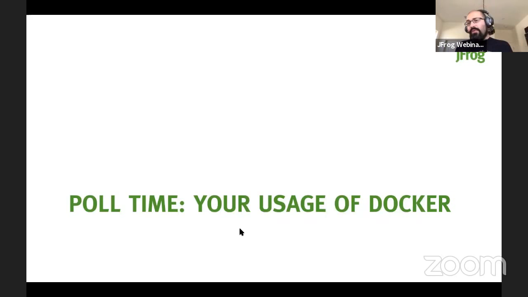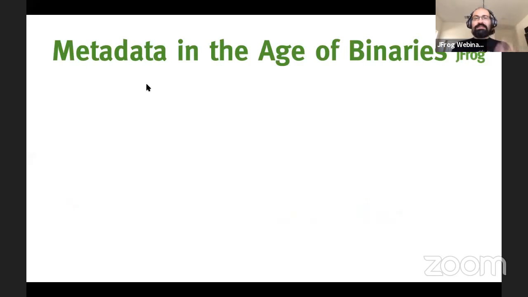And what we think is one of the reasons is this opaque nature of Docker. This fact that you are not really sure what's going on inside all those tons of binaries, how they relate to each other. And this is exactly where the metadata that we spoke about can help. So let's talk about metadata in the age of binaries and how important it is.